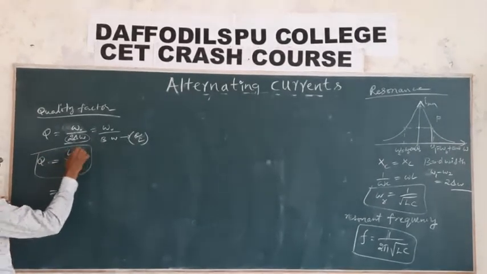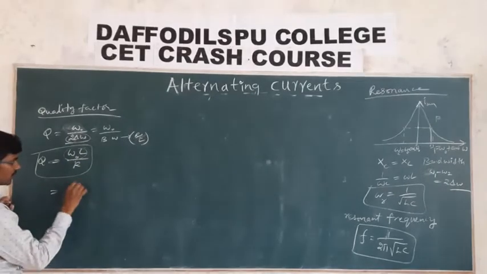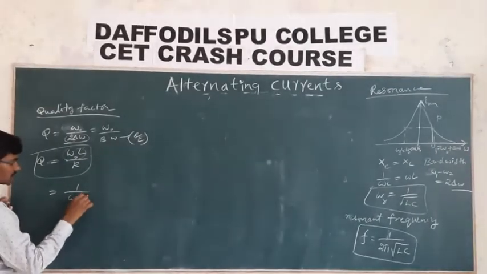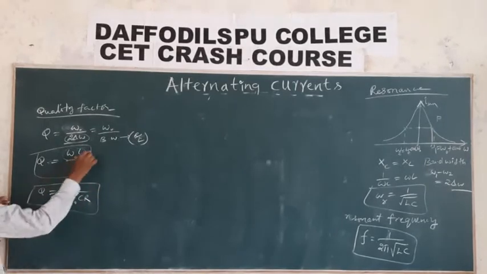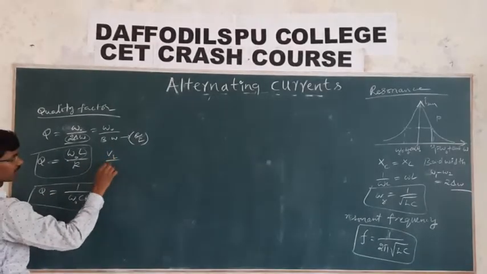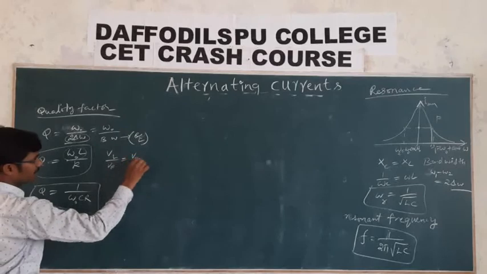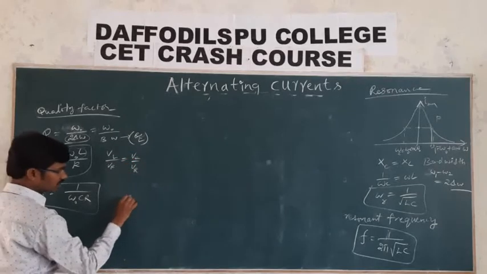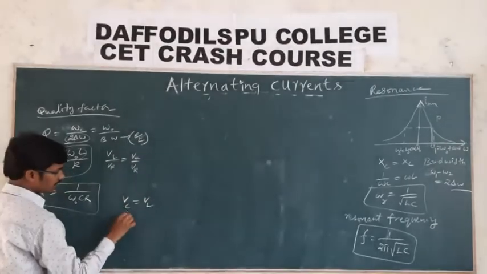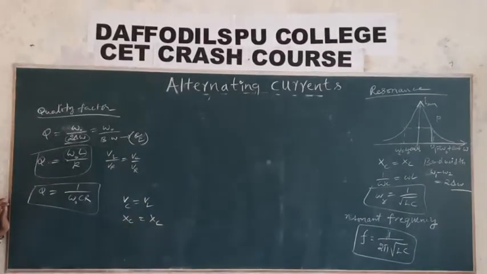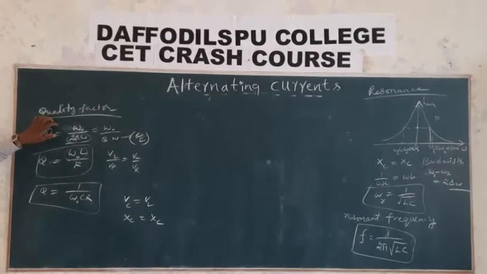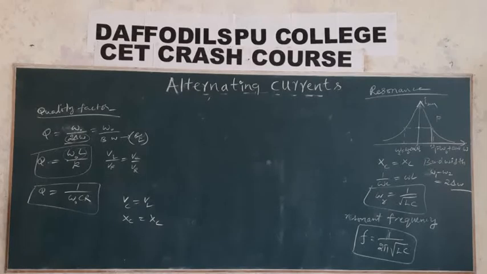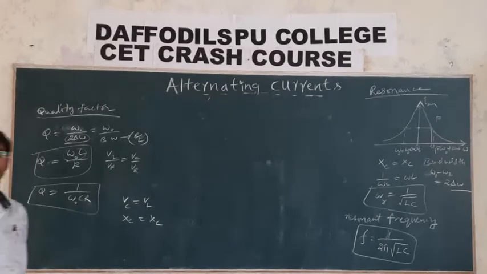Or even, omega naught L is equal to 1 by omega naught C, so we can write 1 by omega naught C R. Even we can write XL by R. Now remember, the sharpness of the resonant circuit is directly proportional to the quality factor. Quality factor gives the resonance of the circuit, which is the sharpness of the resonant circuit.